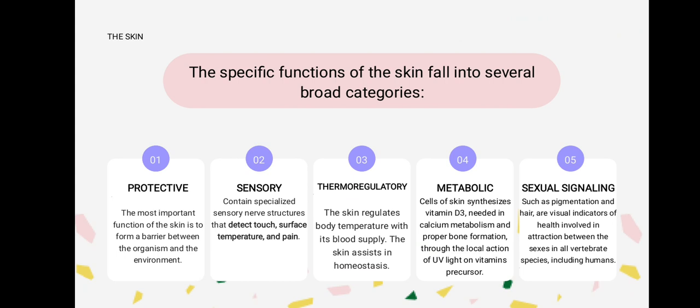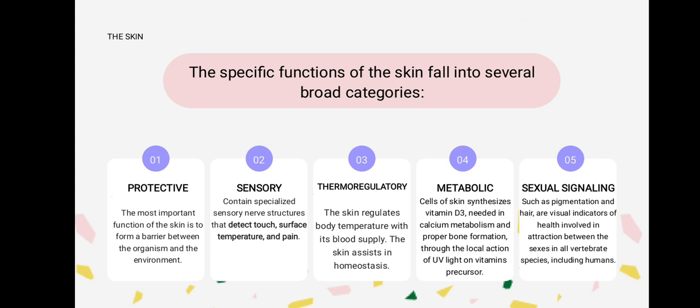Number 4 is the metabolic function. Cells of the skin synthesize vitamin D3, which is needed in calcium metabolism and proper bone formation, through the local action of UV light on vitamin precursors. So, they are metabolic because they are responsible for the synthesis of vitamin D3, which is needed for calcium metabolism and for bone formation.